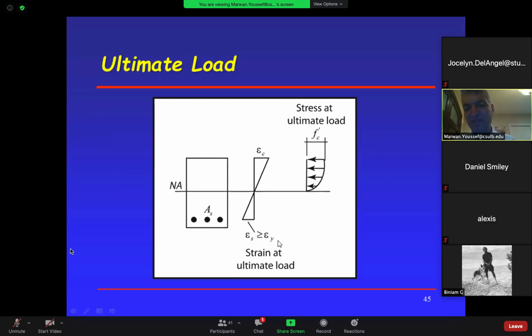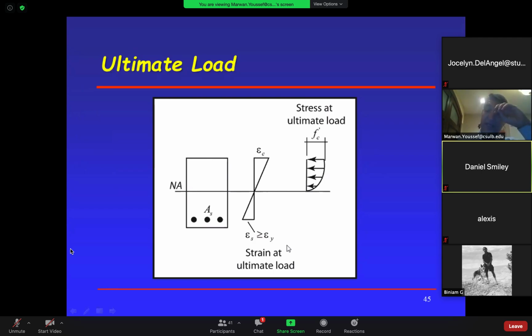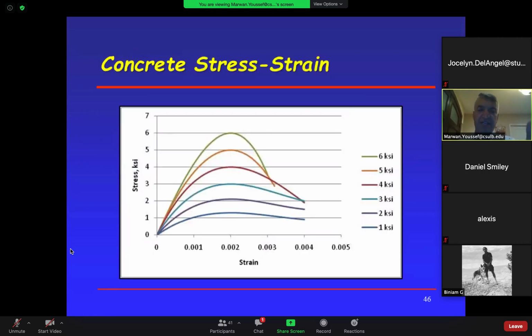Is that clear now? Yes, thank you. Okay, you're welcome. And you will see how we calculate epsilon Y very easily later. Because the code tells us to do this, and you will see later why we want this to happen. We'll get more chances to explain that. So it tells you strain at ultimate load, meaning at failure load, we want epsilon S greater than or equal. To solve the problem, we set them equal epsilon Y. And we said this came from here.